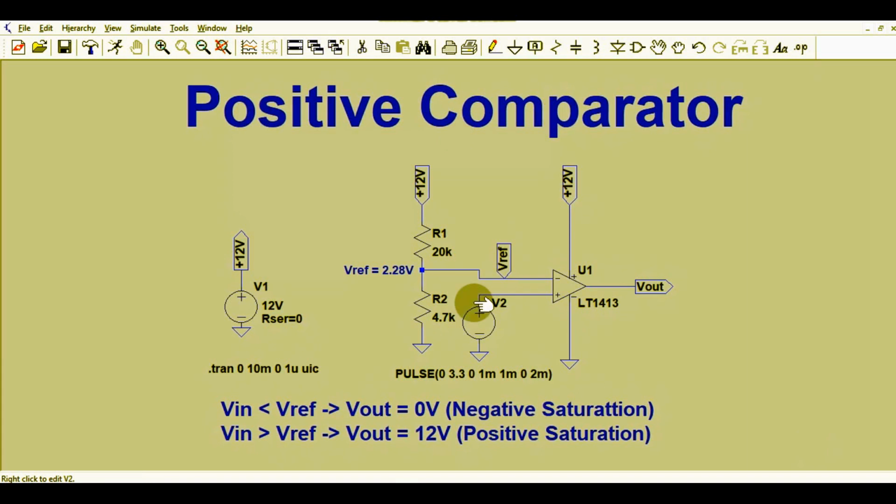Since your input signal is given to the non-inverting terminal of an operational amplifier, that is why it is called a non-inverting op-amp comparator or a positive op-amp comparator, right? This is the circuit diagram of the positive comparator. You can see here your input signal is connected to the non-inverting terminal of the op-amp, and your reference signal V reference is connected to the inverting terminal of the operational amplifier.